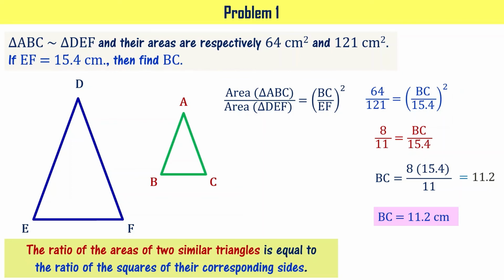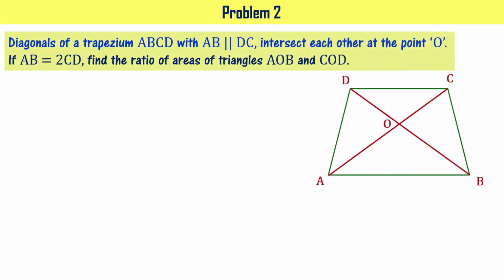Let's take a look at another problem, that is problem number 2. The diagonals of a trapezium ABCD with AB parallel to DC intersect each other at point O. If AB equal to 2CD, find the ratio of areas of triangles AOB and COD. This figure is identical to what we have seen a few minutes ago, right? There we have applied equality of alternate interior angles concept, right? Let's do that here also.